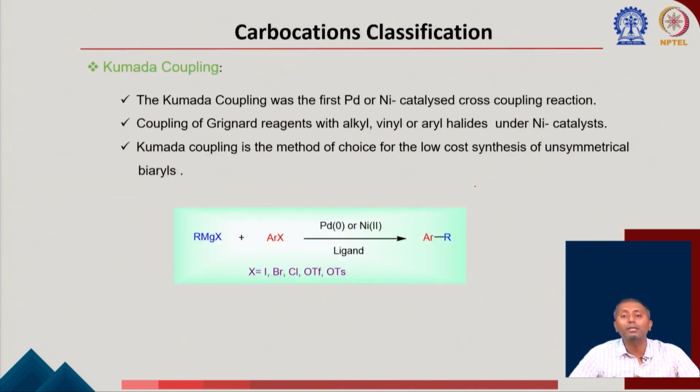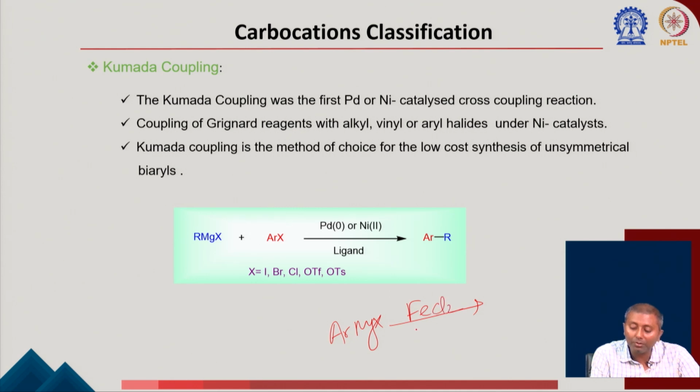So we have learned about the carbonyl addition. Now we are going to learn about some cross coupling reactions. It was discovered a long time ago that if you take a Grignard reagent, like an aryl Grignard reagent, ArMgX, and treat it with an iron catalyst, FeCl2, then what is going to happen?